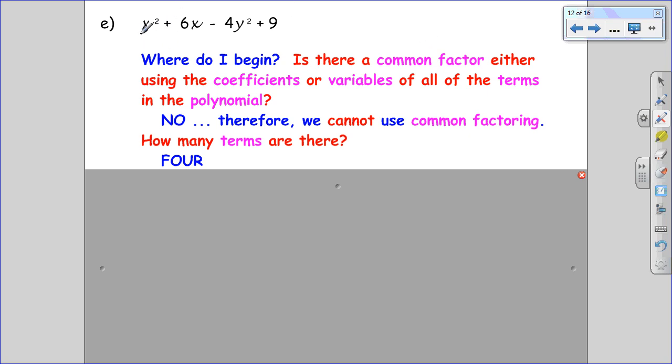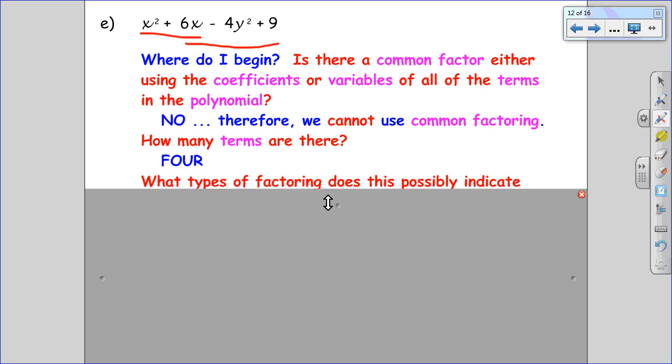Well, I've got a common factor between these two. I've got a common factor between those two. But if I pair x squared and 6x together, there's no common factor with negative 4y squared and 9. And I don't see anything that's going to factor out in the first two terms to leave me that. And if I look at 6x and 9, there's not going to be anything that's going to give me that common factor, that common binomial later on. So I have to skip that approach.